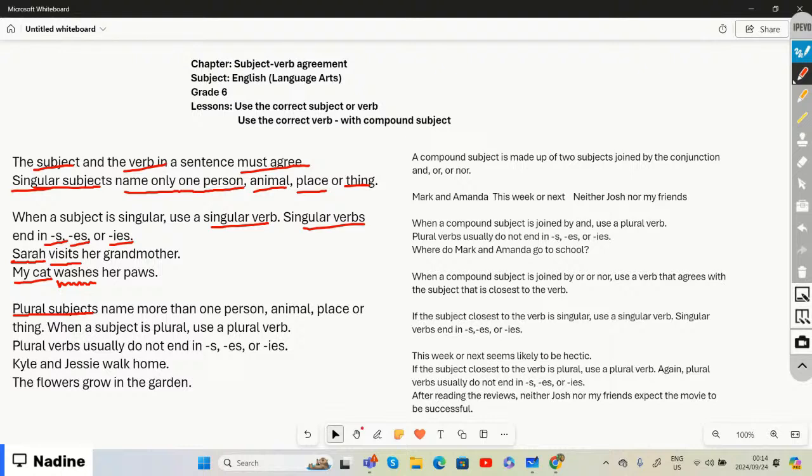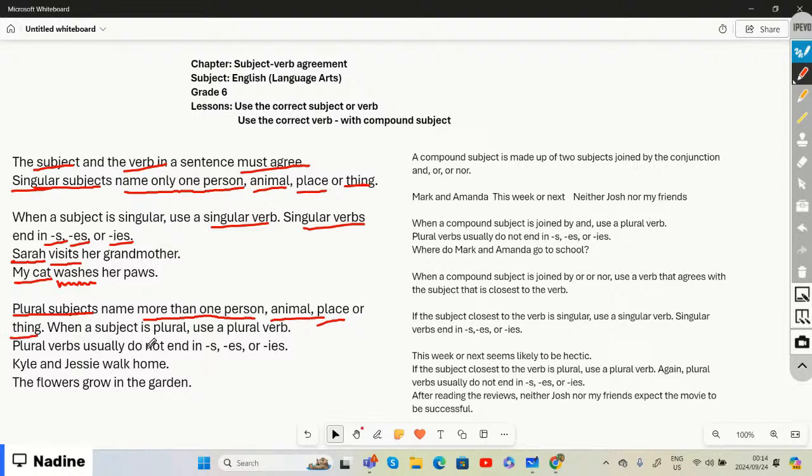All right. If we look at the plural subject, so that is a singular subject first, right? And remember, we said a singular subject needs to agree with a singular verb, and a singular verb ends with an S, ES, or IES. Now we're going on to a plural subject. And a plural subject names more than one person, more than one animal, more than one place, or more than one thing.